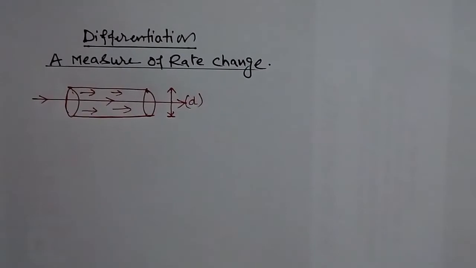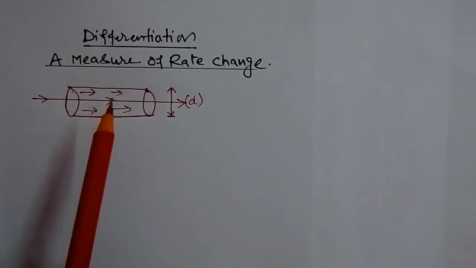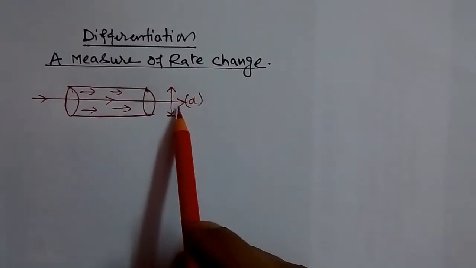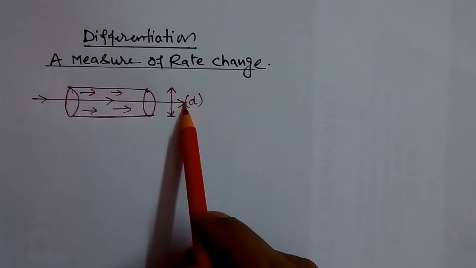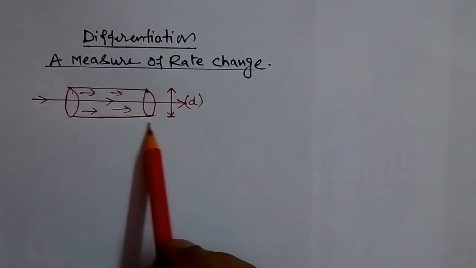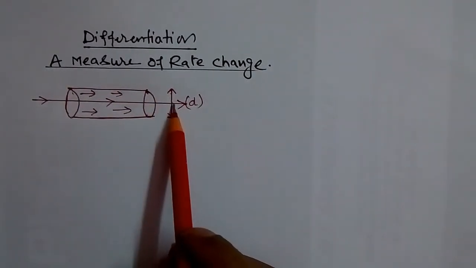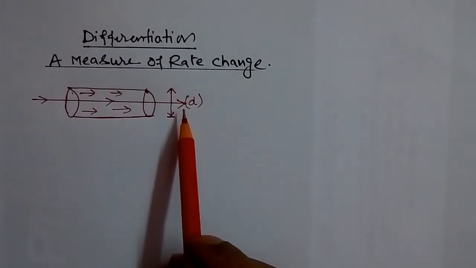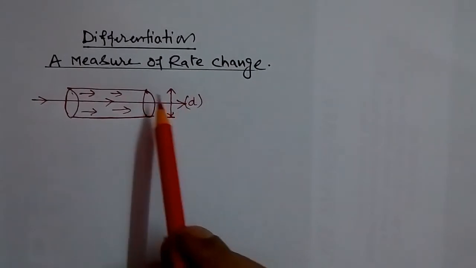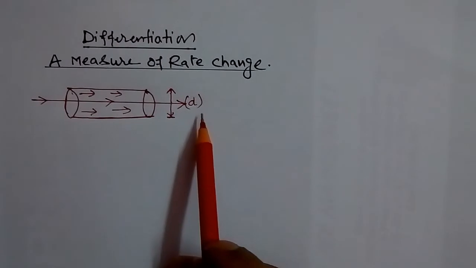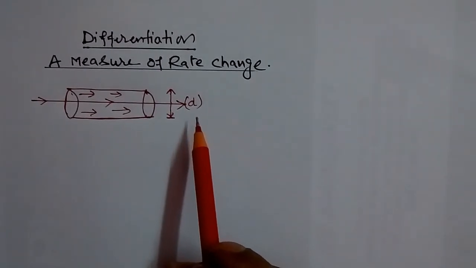For example, students, let us consider this particular pipe. Here water is flowing through this pipe. The velocity of the water will be maximum at the axis of the pipe, and as you move away from the axis towards the end of the pipe, the velocity keeps on decreasing. So we can always find the rate of change of velocity with respect to the diameter of the pipe, small d. So this is also a type of rate change.